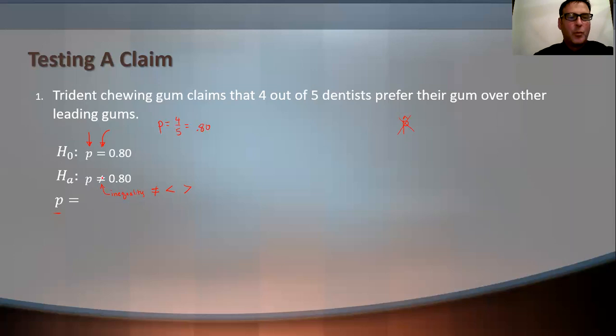So one of those three, and in this case, because it was very neutral, we just said it was a not equal to sign. Maybe it was something other than 4 out of 5 dentists preferred Trident gum. Maybe it was a little bit more, maybe a little bit less. We're not really quite sure.